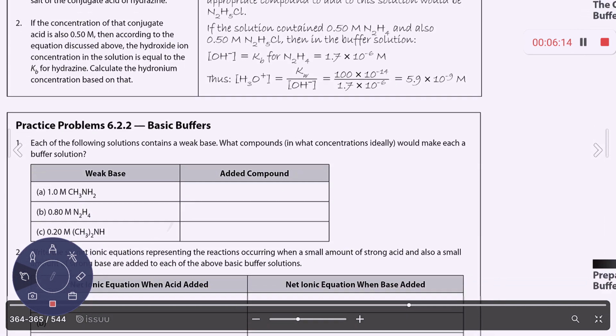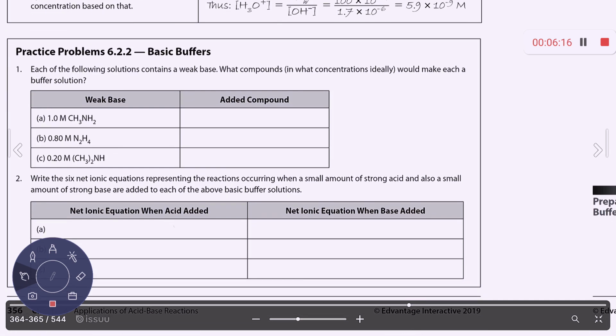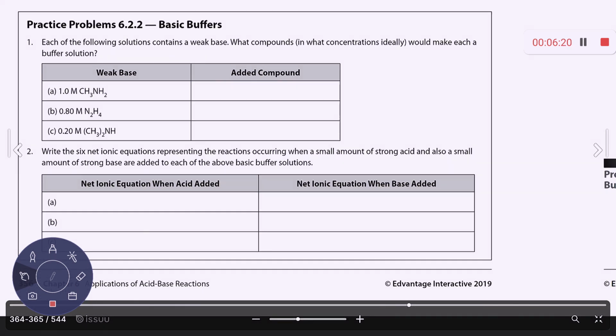All right, so for practice problem number 1, we've got a weak base, and they want to know what compound and what concentration ideally would make each buffer solution. Okay, so for this one, we've got 1 molar CH3NH2. So I would have the exact same concentration to make our buffer.